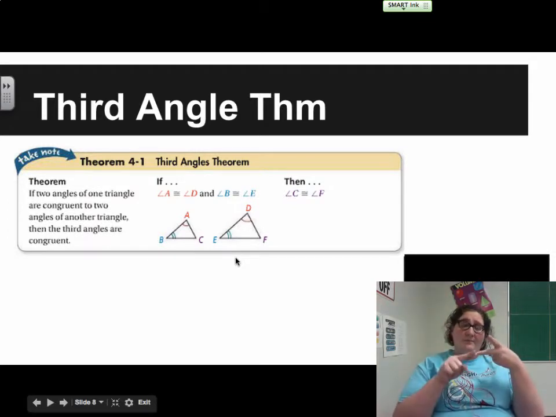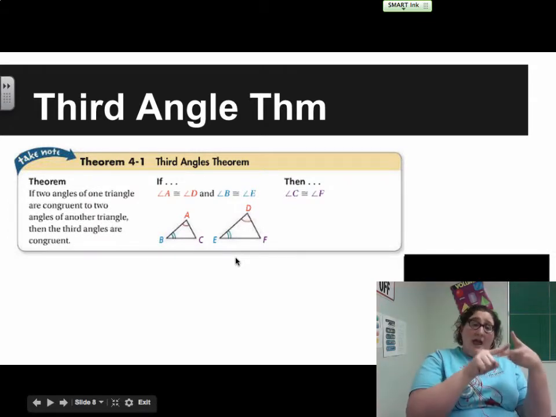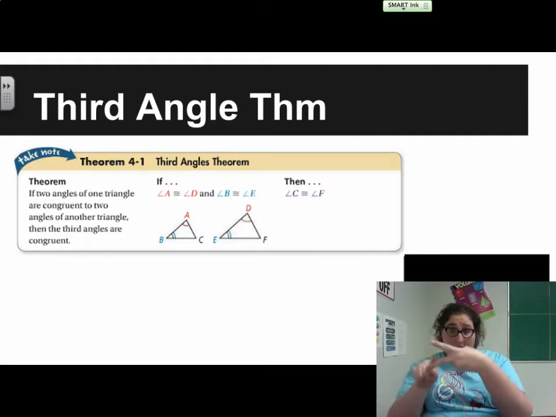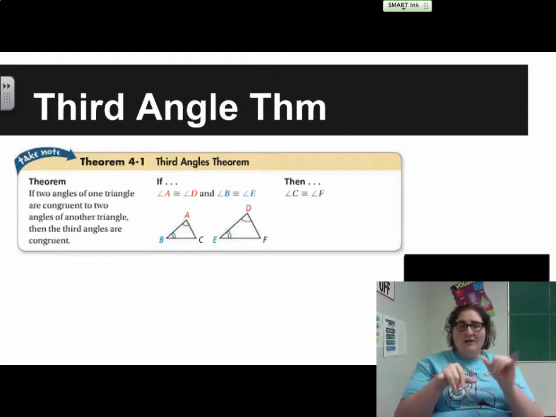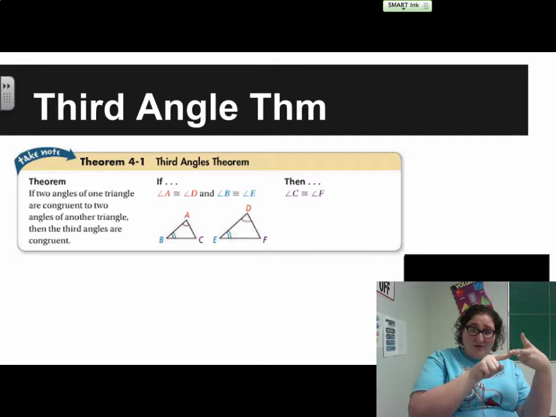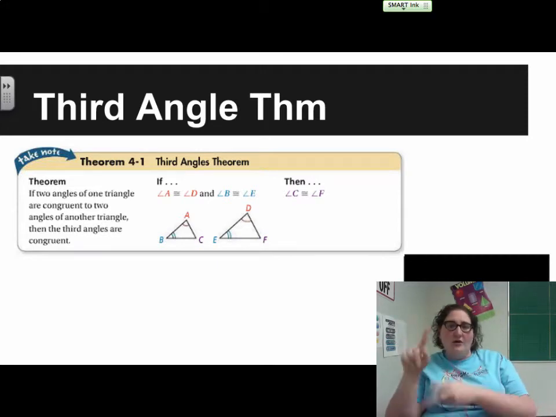Third angle theorem. If two angles of one triangle are congruent to two angles of another triangle, then the third angles are congruent. That just means if we are given two angles of a triangle, we can find the third angle. This is basically what it's saying.